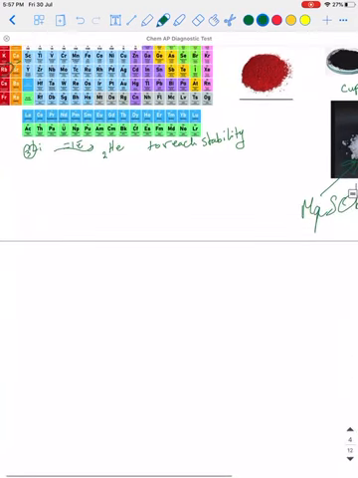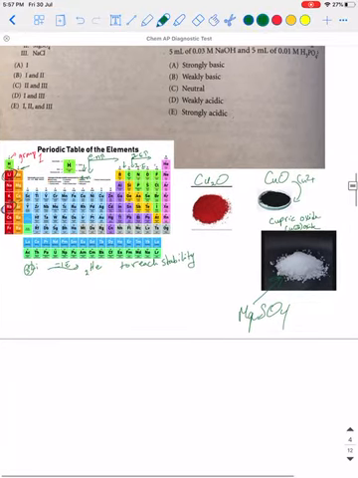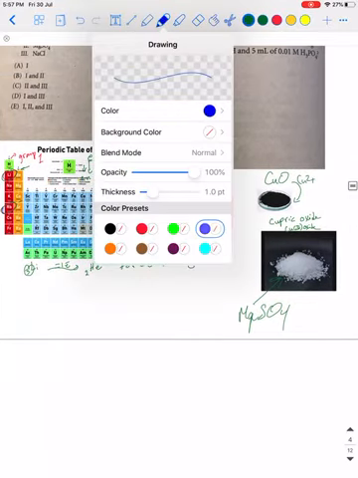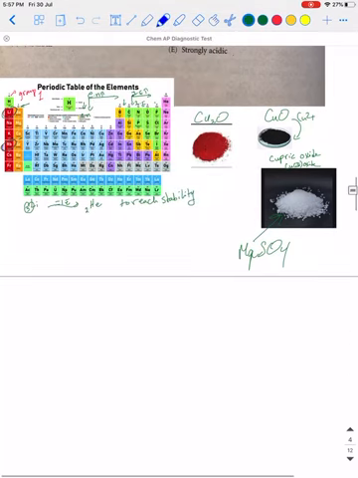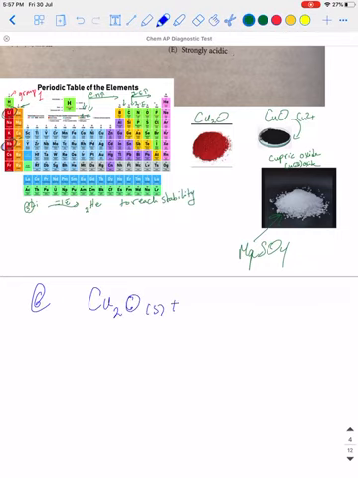Let us see what will happen when we add concentrated hydrochloric acid to them. In adding hydrochloric acid, cuprous oxide plus HCl aqueous gives me CuCl aqueous plus water. Oh, so cuprous oxide dissolves in HCl and reacts as well.